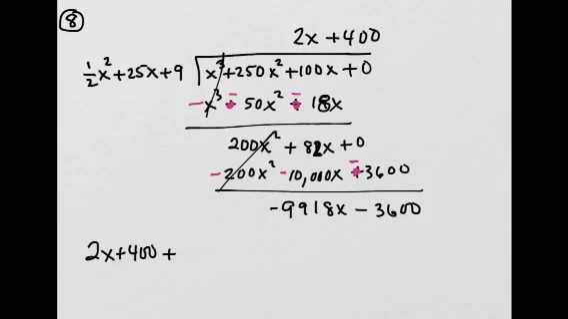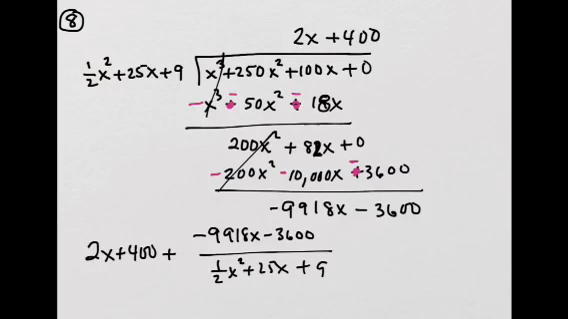plus negative 9,918x minus 3,600 over 1/2 x squared plus 25x plus 9. So this is the answer.